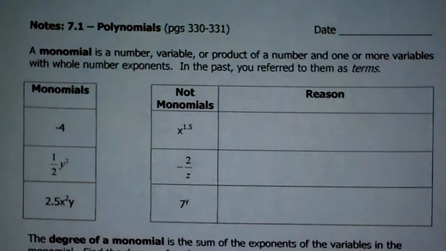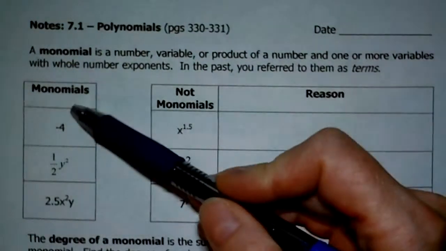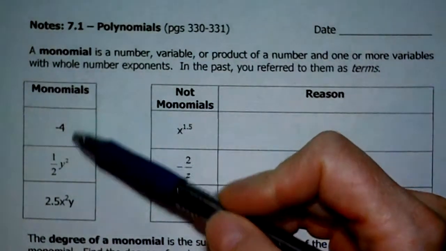So first off, a monomial. What on earth is that? It's a number, variable, or product of a number and one or more variables with whole number exponents. In the past, you called them terms. Remember all that time we spent combining like terms, reviewing that at the beginning of the school year. So terms are basically called monomials. And there's all this criteria for what makes a monomial. So I have some examples of what monomials are.